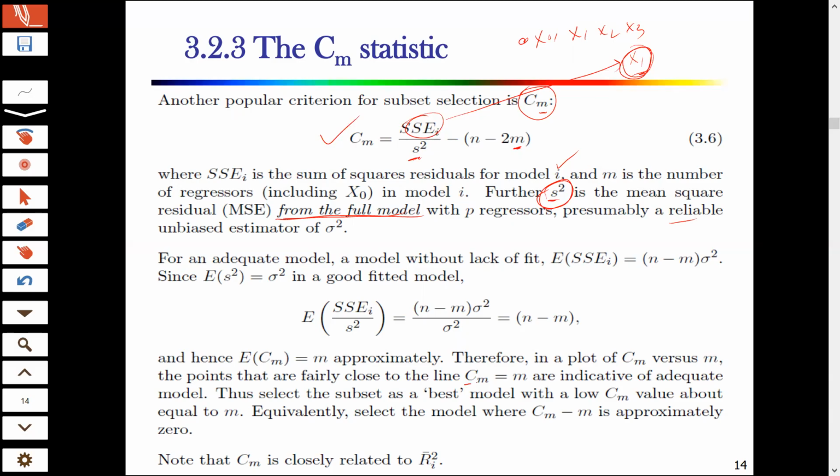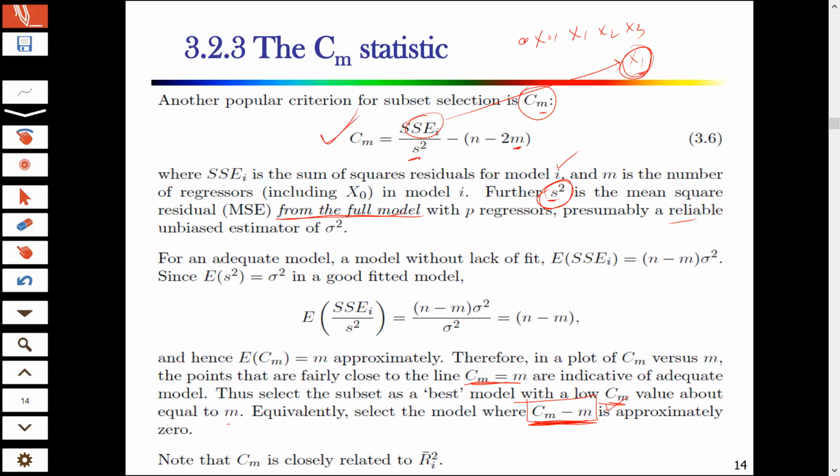So for any model, we need to calculate the Cp statistic, and if Cp is equal to m, this indicates an adequate model. So select the subset of the best model with the lowest Cp value about equal to m. Equivalently, select a model where Cp minus m is approximately 0. So we need to calculate Cp first, then m. If the difference is close to 0, we select that as the best model. This is how we can calculate Cp.